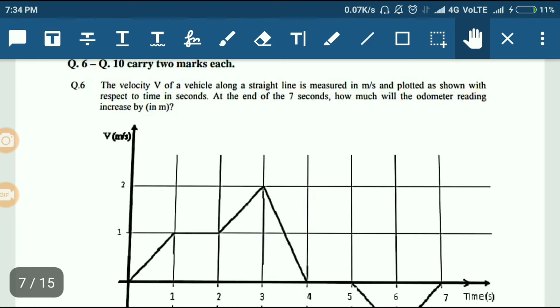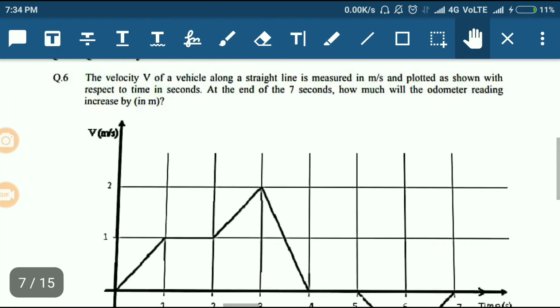The velocity of a vehicle along a straight line is measured in meter per second and plotted as shown with respect to time in seconds. At the end of 7 seconds, how much will the odometer reading increase by? So what exactly is an odometer? It is a device that measures the distance in your two-wheeler or four-wheeler, your bike's vehicles. So here we have to calculate the reading that would be recorded by the odometer.